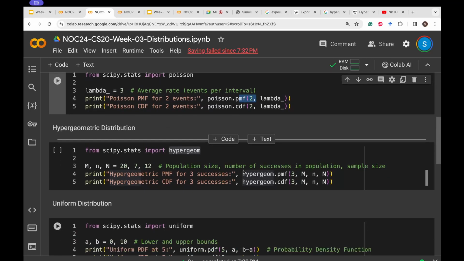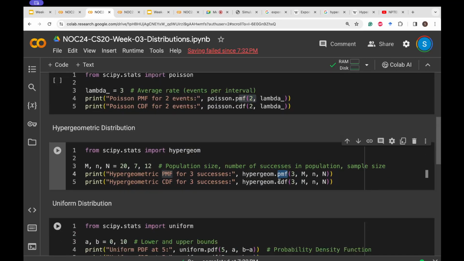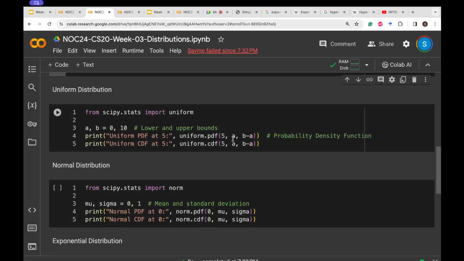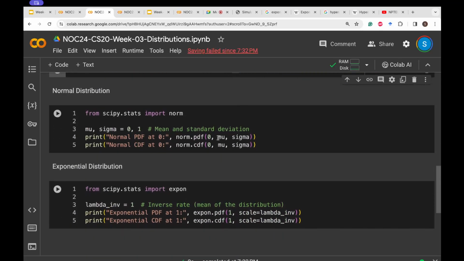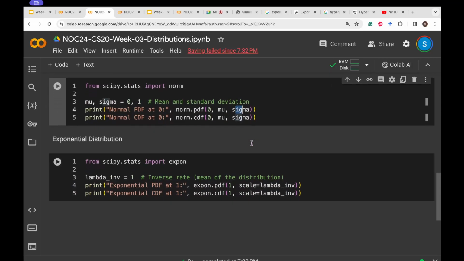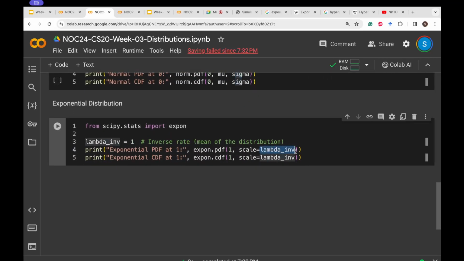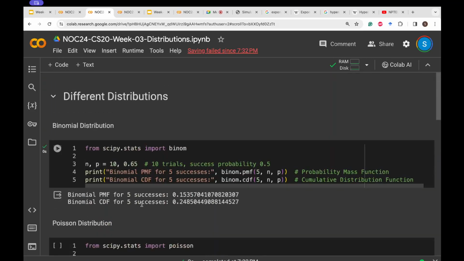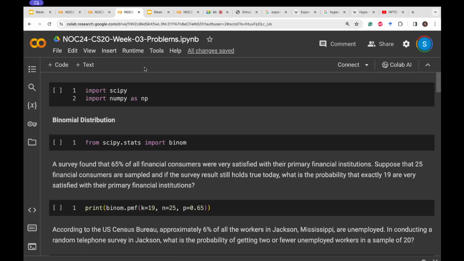So the PMF and CDF are given for all the distribution types. Similarly, for uniform, A and B values are given, then mu and sigma, that is the mean and the standard deviation, for the normal distribution, and for exponential, lambda inverse. So 1 by lambda is lambda inverse, actually. Generally they give it in terms of 1 by lambda because the distribution is 1 by lambda e to the power minus x by lambda and so on. So the value that you are giving as input over here is 1 by lambda. We'll come across some examples and then we'll look at the applications of this.